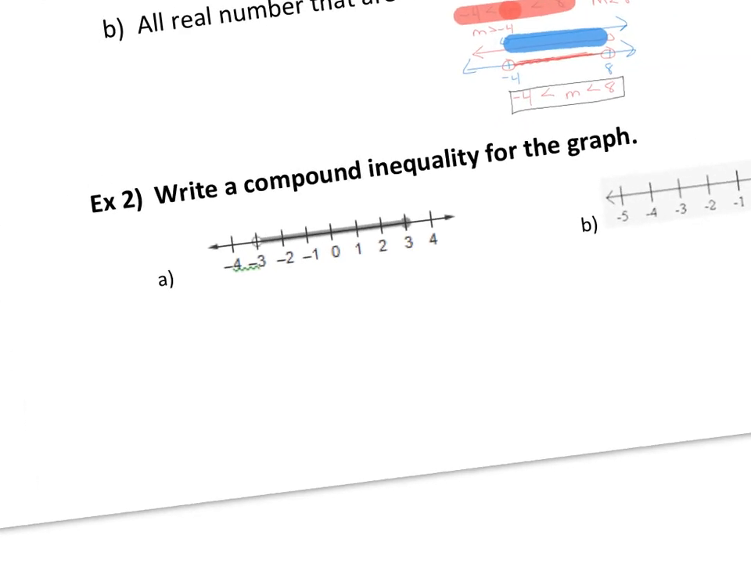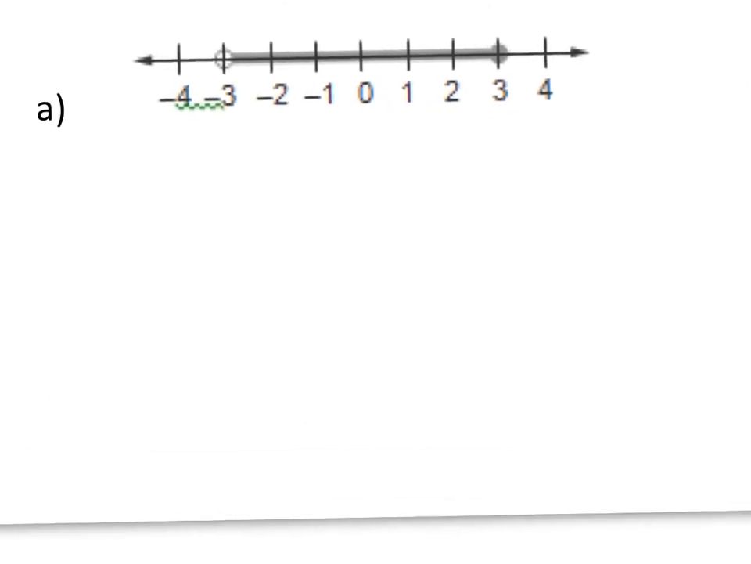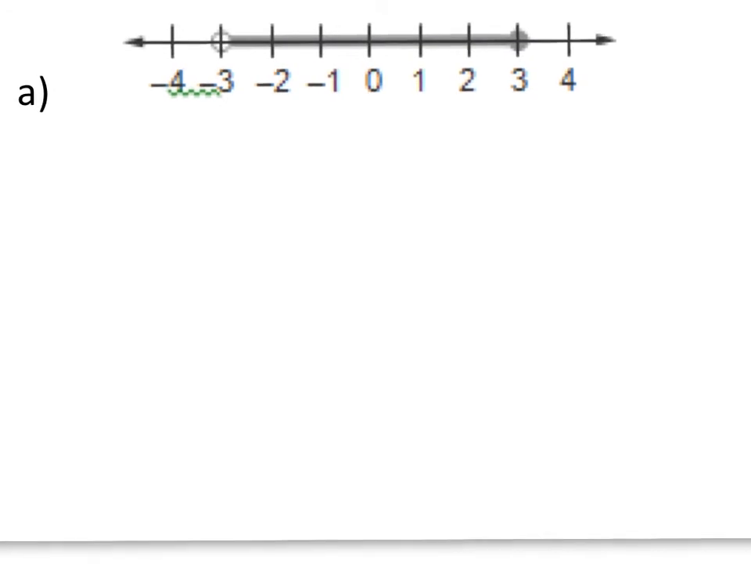All right, so let's go down to example 2. It says write a compound inequality for the graph. Okay, so in this case, all they're giving you is the graph. You just got to come up with your answer. So again, start with your small number, -3. Put your big number, 3. Okay, and again, I can see it because it's just where our dots are at. Okay, put a variable in the middle.